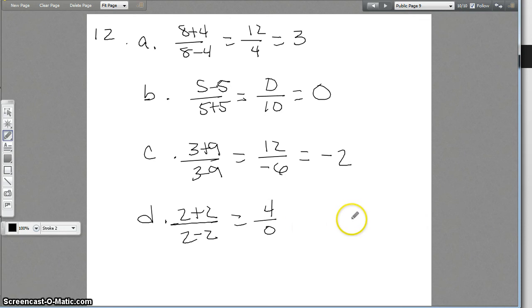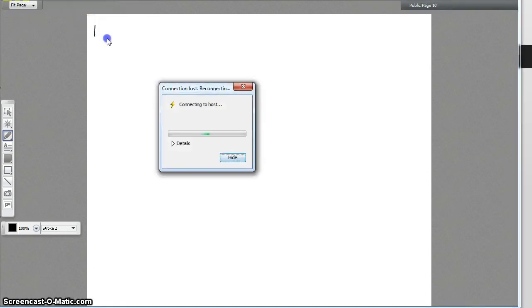So you can write undefined, or you can write not possible, because it says, if possible, express the fraction as an integer. This is not possible to write as an integer, because it's undefined. So that was number 12, which is just like number 23. Okay, so next we're going to look at number 13.